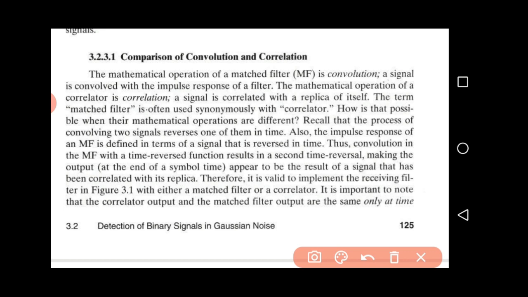Now we can compare the convolution and correlation. The mathematical operation of a matched filter is convolution. A signal is convolved with the impulse response of the filter. The mathematical operation of a correlator is correlation. A signal is correlated with a replica of itself. The term matched filter is often used synonymously with correlator. How is that possible when their mathematical operations are different?